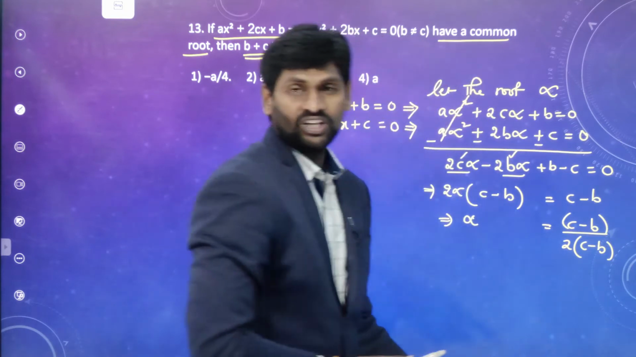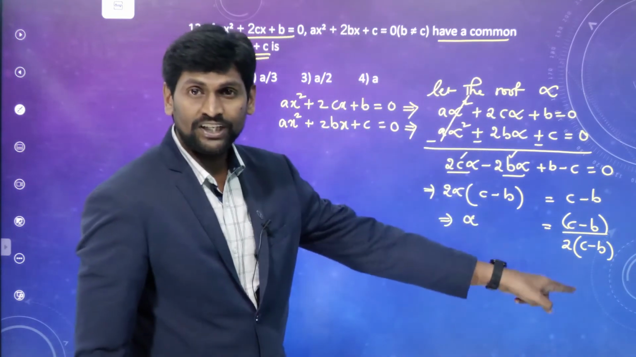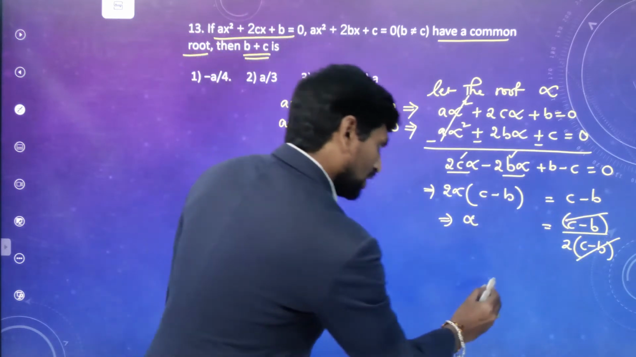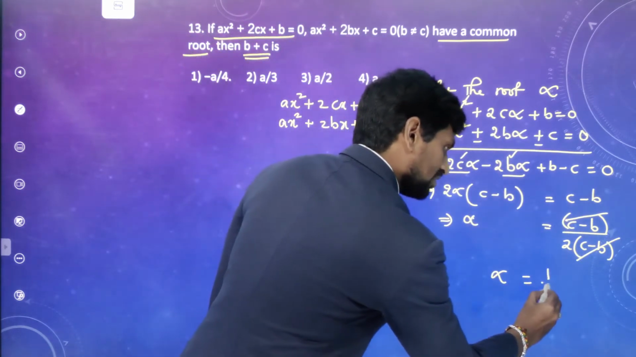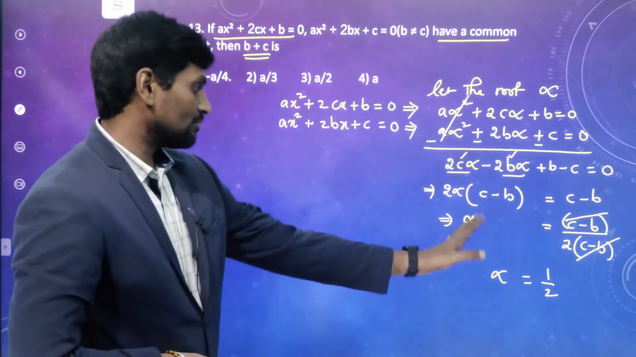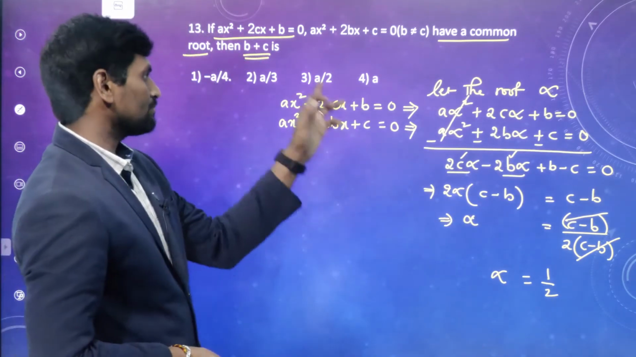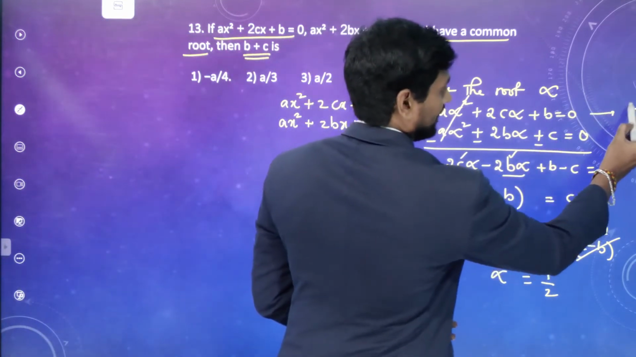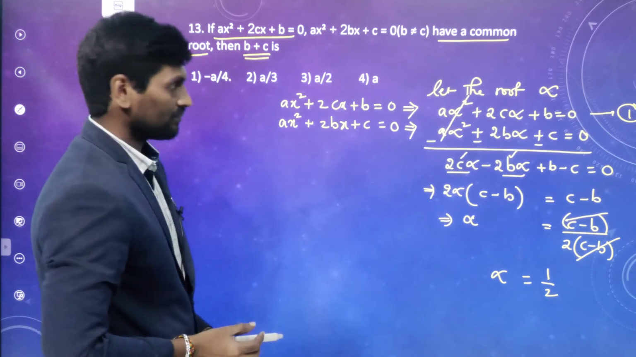Now observe here, the numerator c minus b and denominator c minus b cancel. Now alpha is nothing but 1 by 2. That means the common root is 1 by 2. Let us substitute in any one of the equations. Okay, I am substituting in equation 1.